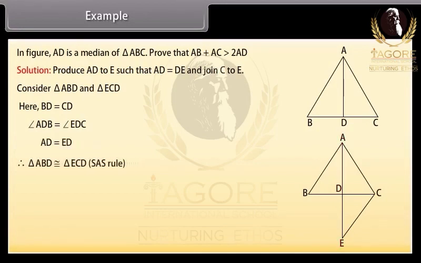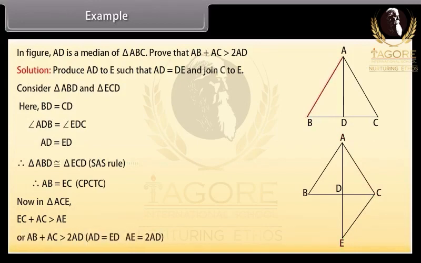Therefore, by SAS congruence rule, triangle ABD is congruent to triangle ECD. Therefore, AB is equal to EC, by CPCTC. Now, in triangle ACE, EC plus AC is greater than AE, or AB plus AC is greater than 2AD, because AD is equal to ED, which implies that AE is equal to 2AD.